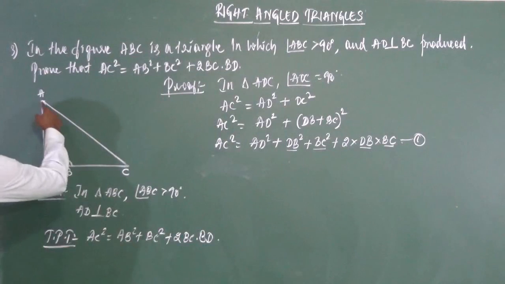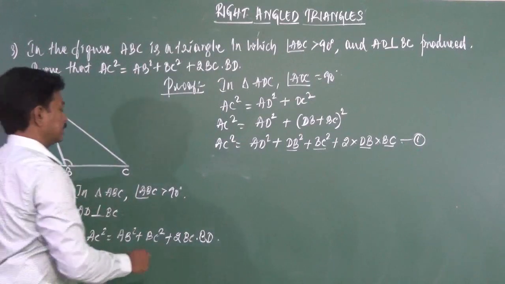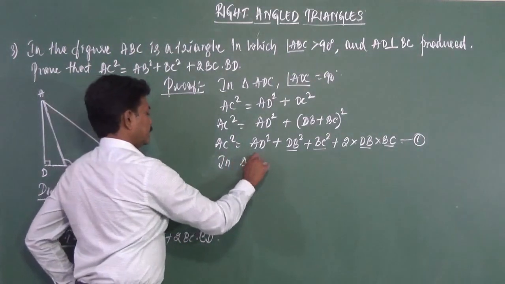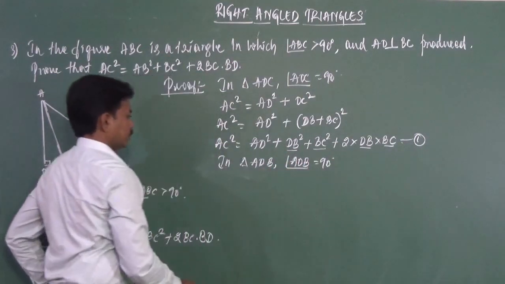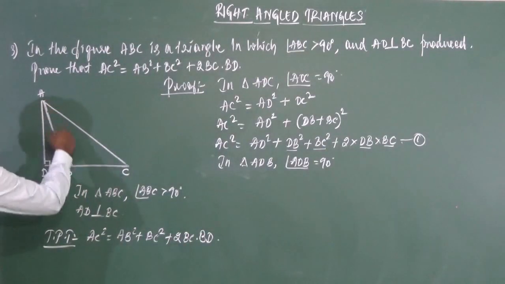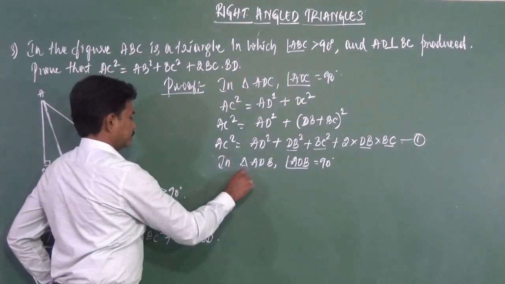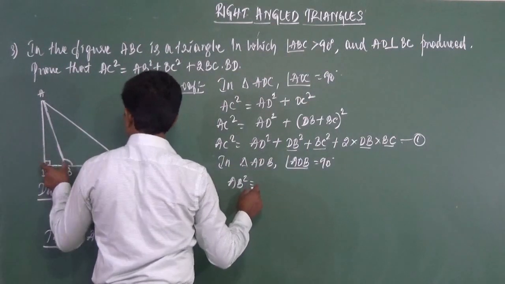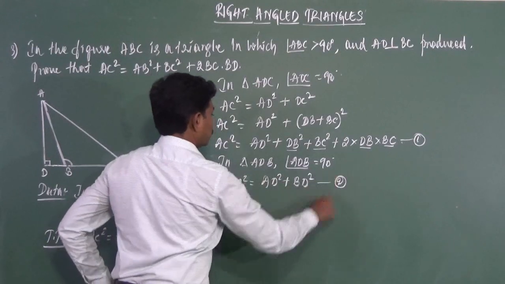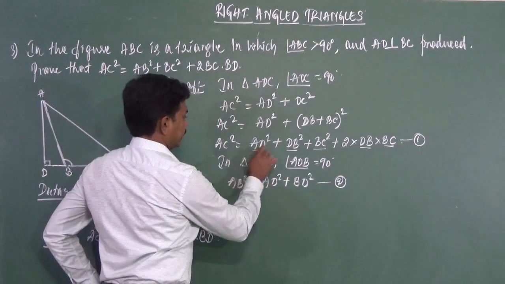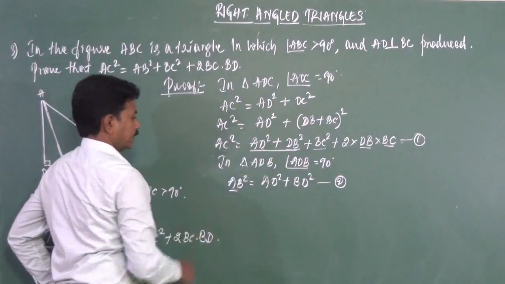So now let us take triangle ADB. In triangle ADB, angle ADB is equal to 90 degrees. Therefore, when we apply Pythagoras theorem, AB square is equal to AD square plus BD square. Take it as equation 2. Here you can see we have AD square and BD square, so instead of these two, we can substitute AB square.